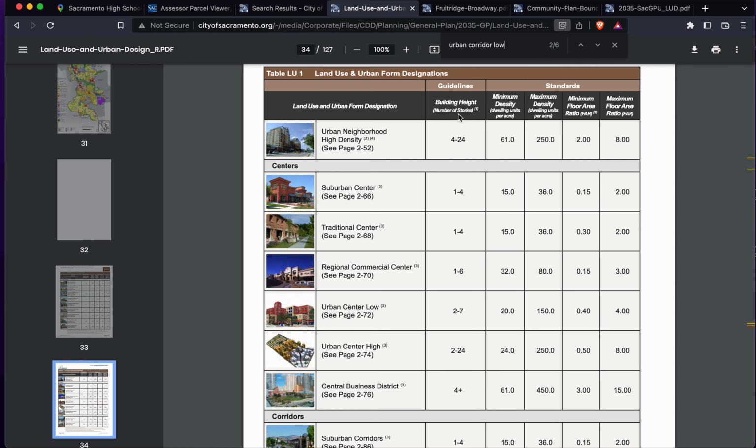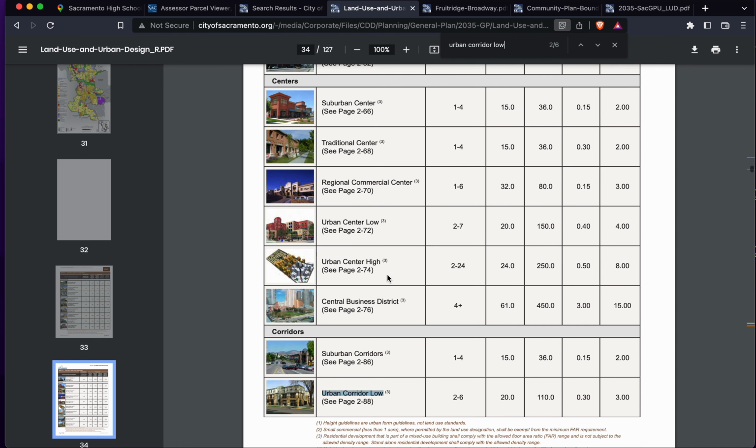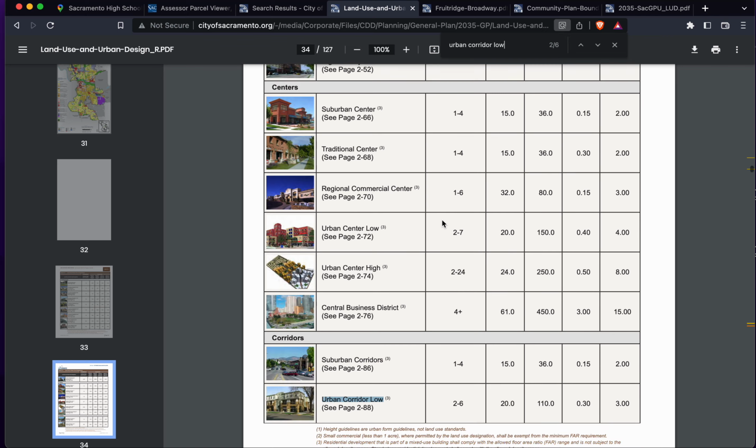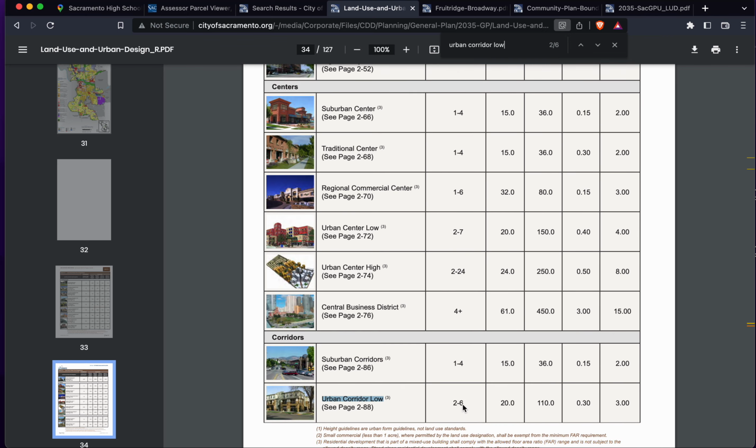So there's a building height for an urban corridor low designation. You are allowed to have the number of stories from 2 to 6. Well, you can have 1. If it says one, that means that you can't have a second story. So because it says 2 to 6, that means that they want you to do 2 floors, not one but 2 floors immediately. Okay, so we can't do 1 floor; we have to do 2 floors.